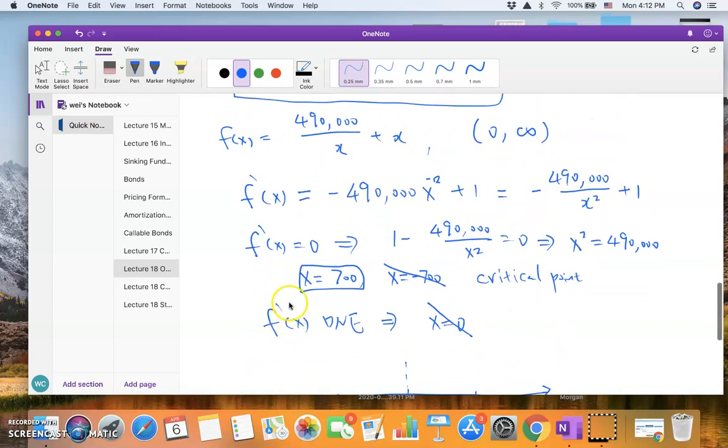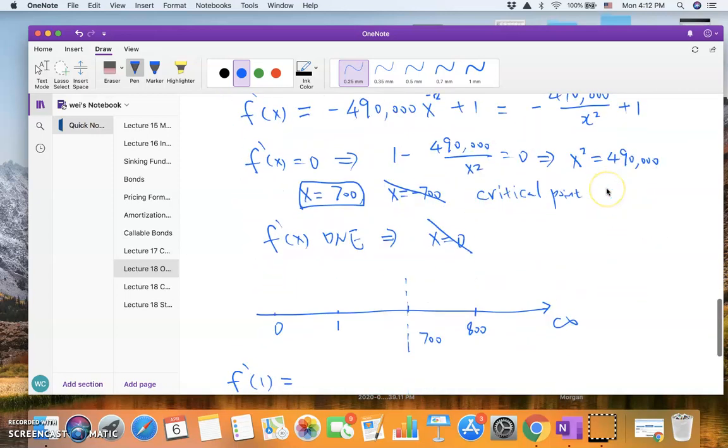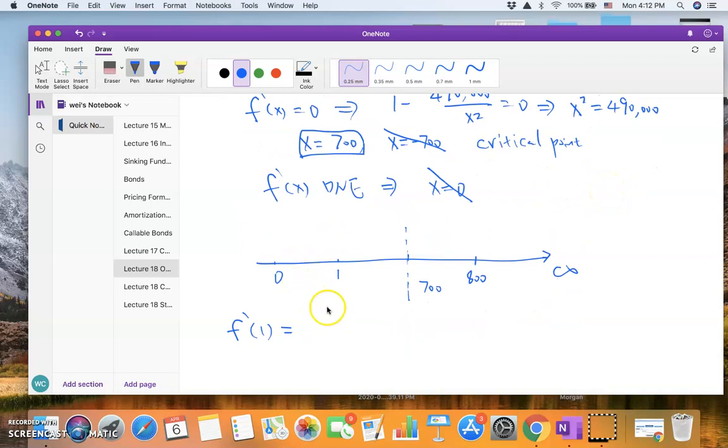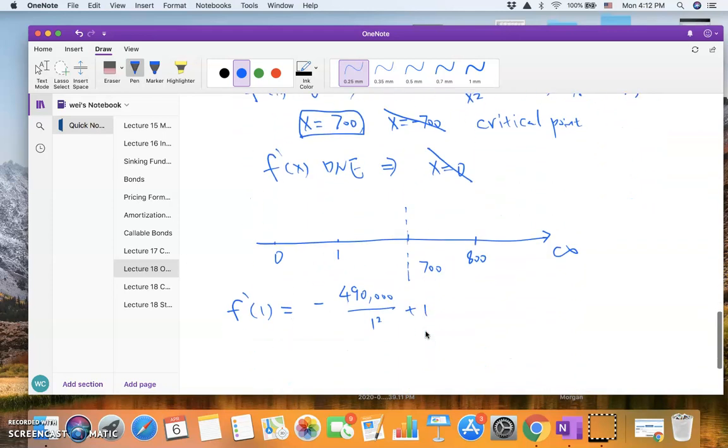When x equals 1, the first derivative is negative 490,000 over 1 squared plus 1. Okay. We can see this is negative. So because it's negative, the function is decreasing.